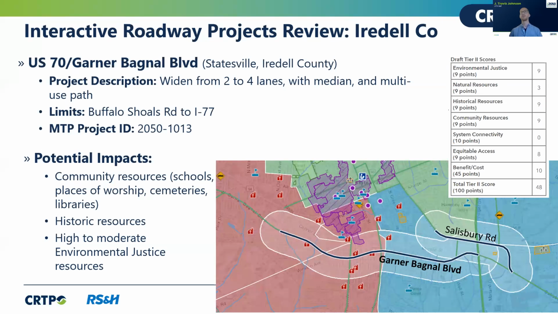So again, as you can see, for the historical resources, we gave it 9 points. Natural resources, we gave it 3 points, meaning that there are going to be effects. Looking at system connectivity, it received a score of 0 of 10. Equitable access received a higher score because, again, it's in the environmental justice district. And so you can see at the bottom, after you add up all the factors, it gets us to a total tier score of 48 out of a possible 100 points.